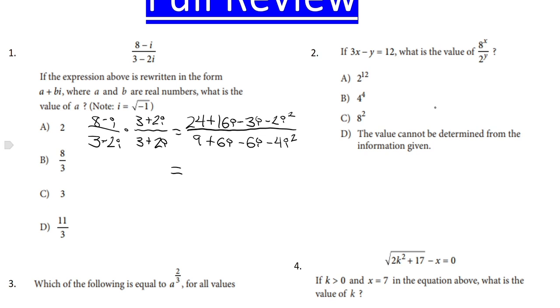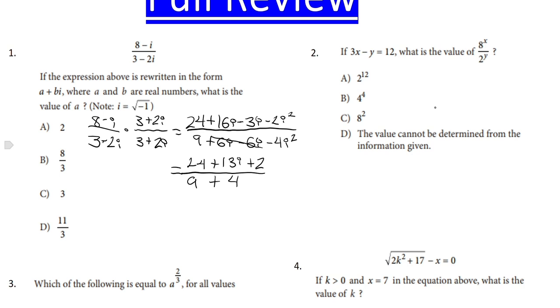For the top, we're going to have 24. We're going to combine the two terms in the middle. 16i minus 3i is going to give us plus 13i. And remember that i squared is negative 1. So we'll have negative 2 times negative 1, which will give us plus 2. And we're going to divide this by 9. 6i minus 6i, those two cancel. And then negative 4 times negative 1 is going to be plus 4.